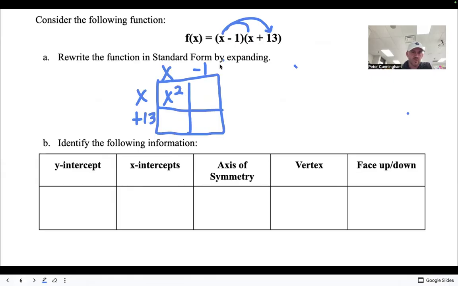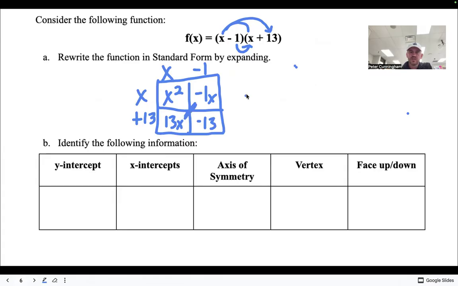Since we're showing FOIL at the same time, let's go down here. So x times 13, 13x. First, outside, then inside, last. So x times -1, that's -1x. And shout out Miss Wolford who loves FOIL. She has much better handwriting than me. All this stuff gets blended together if I don't use the box method.